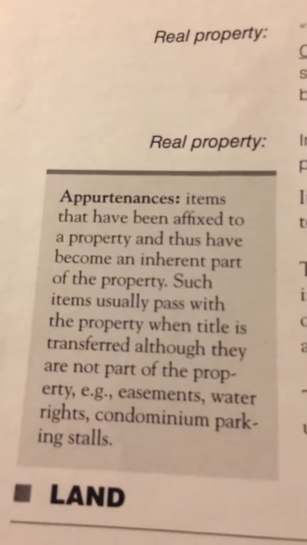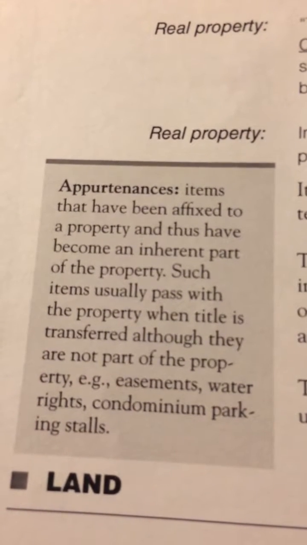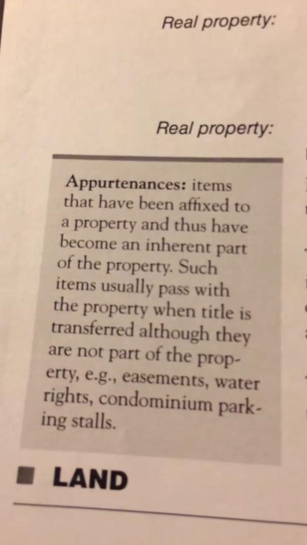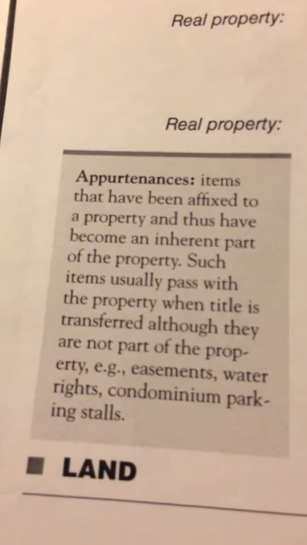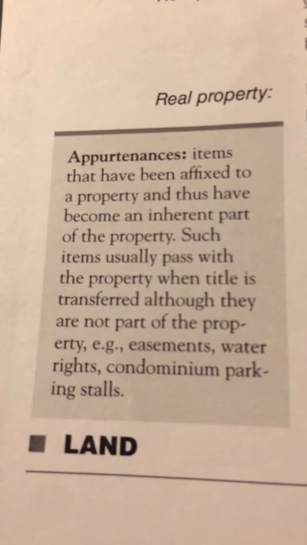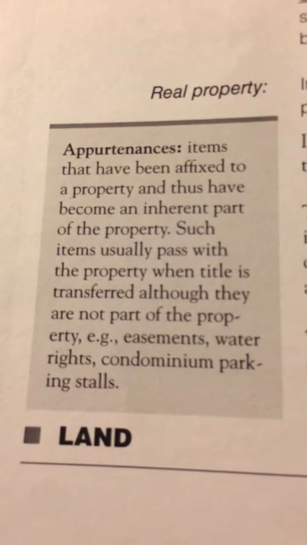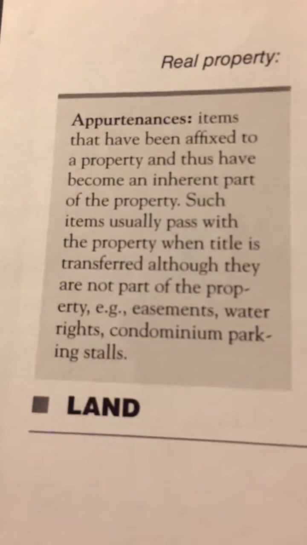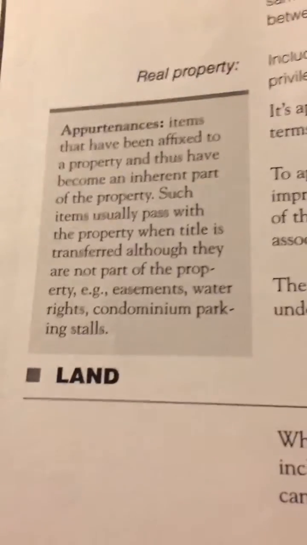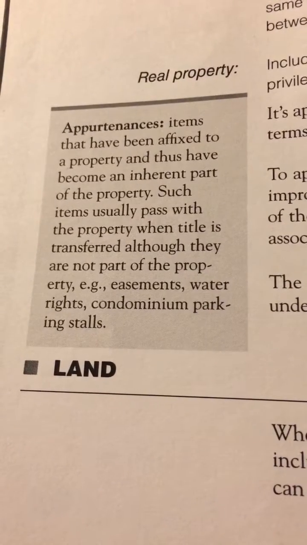Appurtenances. Items that have been affixed to a property and thus have become an inherent part of the property. Such items usually pass with the property when title is transferred, although they are not part of the property. For instance, easements, water rights, condominium parking stalls.